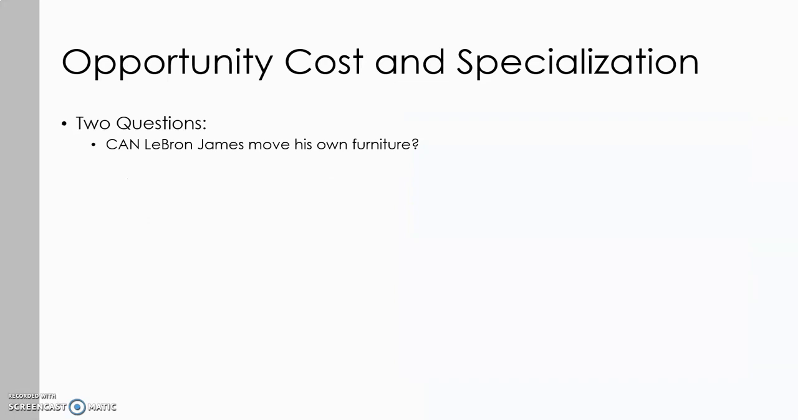So let's ask two questions about opportunity cost and specialization. One, can LeBron James move his own furniture? Go ahead and pause the video lecture if you'd like to think about it. I'm going to say yes. He's a big, strong dude. He can manage it. Then should he? I'm going to say probably not.